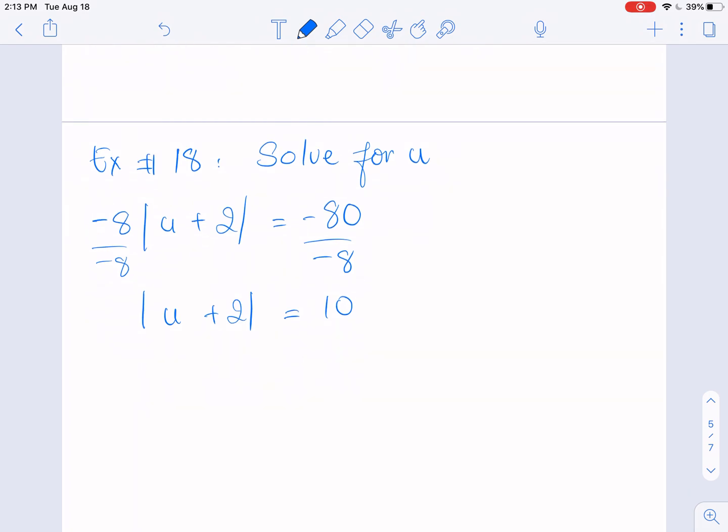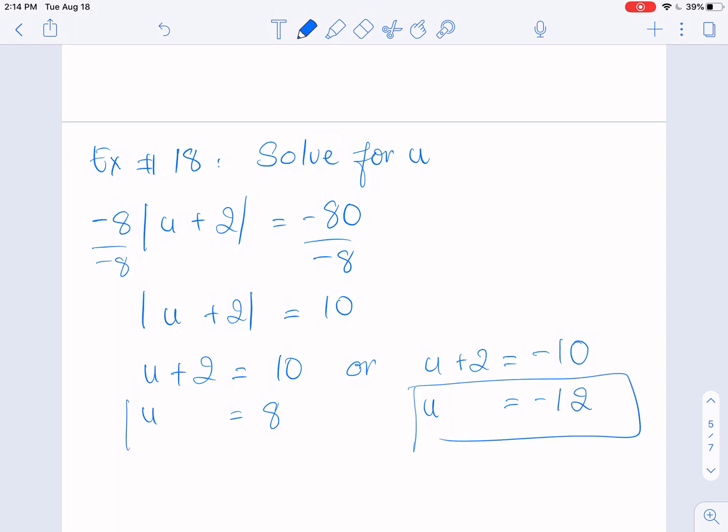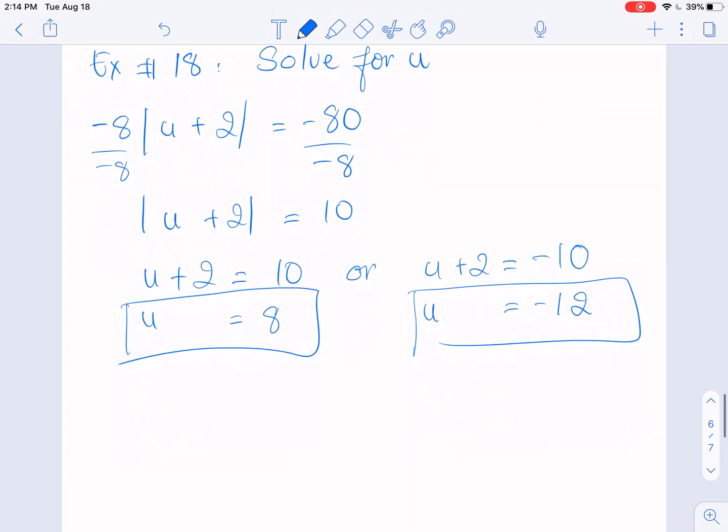Next step, you drop the absolute value and you end up with two equations. So we have u plus 2 could be 10, or u plus 2 could be -10. And then you solve for it. So u is 8 and u is -12. So we have two solutions.